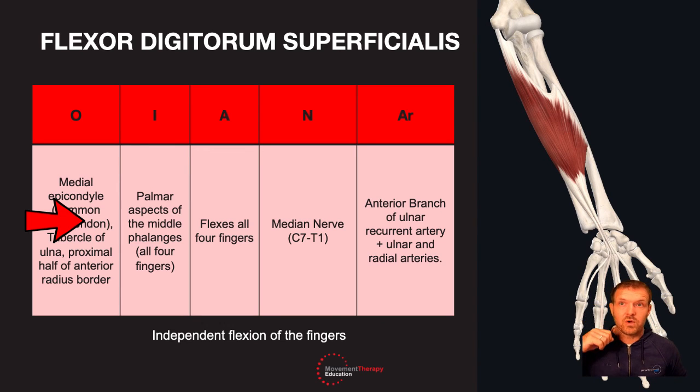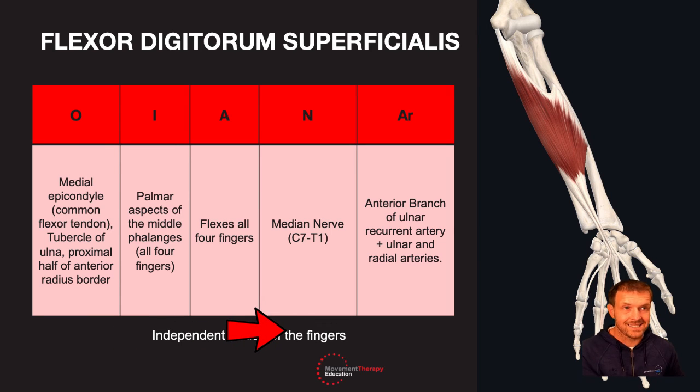Now, there's a little note on the bottom here. There is independent flexion of the fingers available with the superficialis. You can't get that with the flexor digitorum profundus. It's different with the profundus, but with superficialis you get independent flexion.